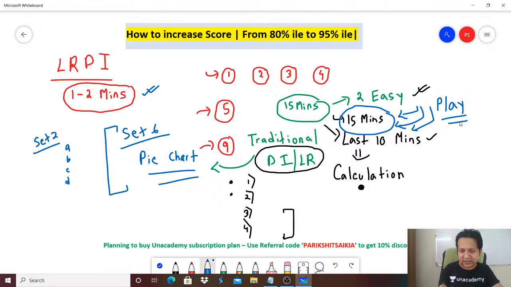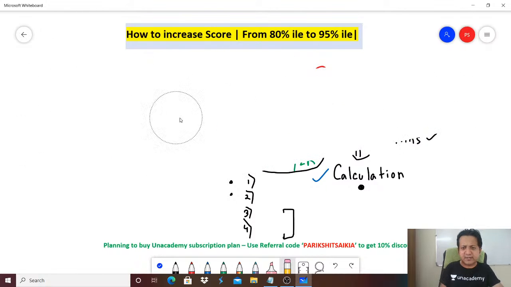So play in these 15 minutes, try out sets, because for a lot of questions in LRDI, unless you actually start solving, writing the puzzle, drawing a table, you do not know. But your first 10, the first 15 and the last 10 are already predetermined. Now at this stage, I have talked about all the 3 sections.